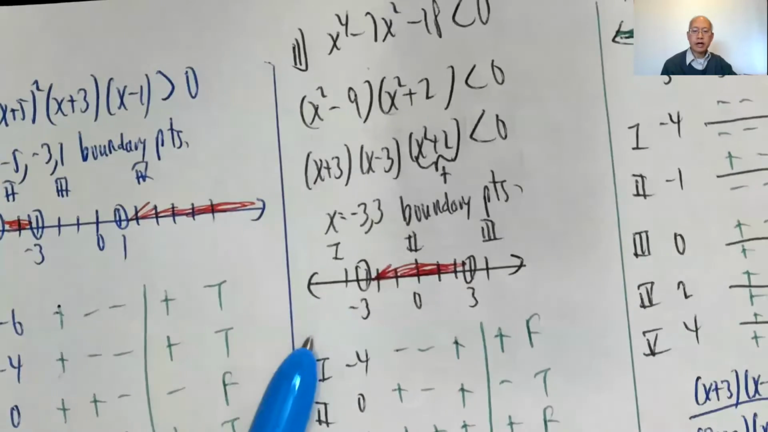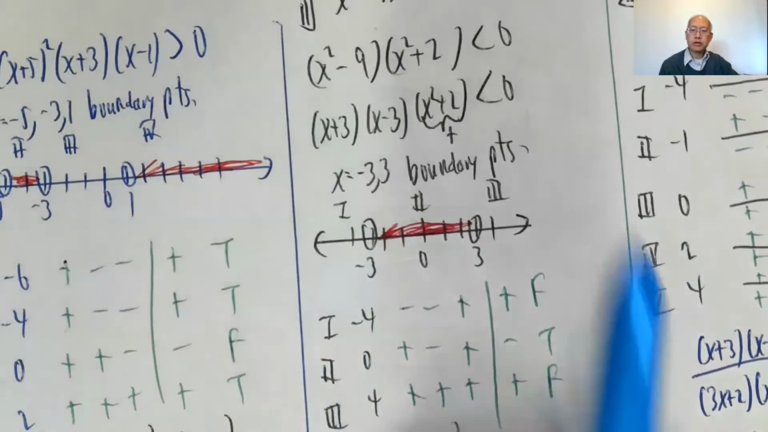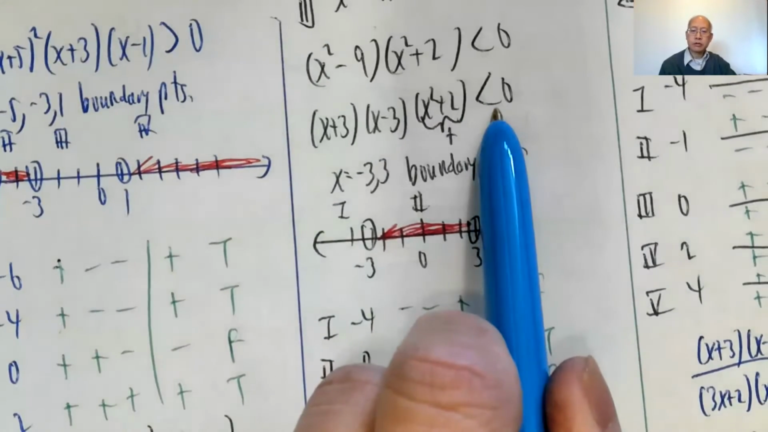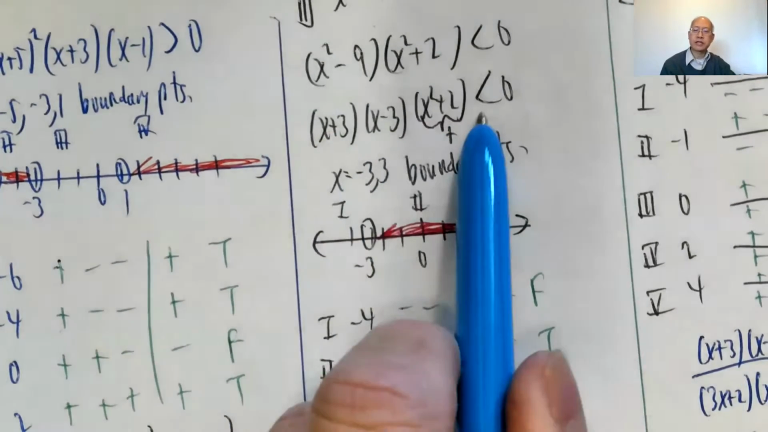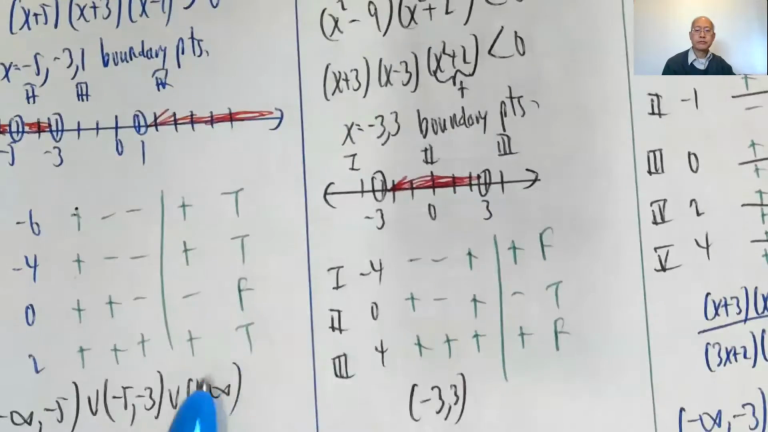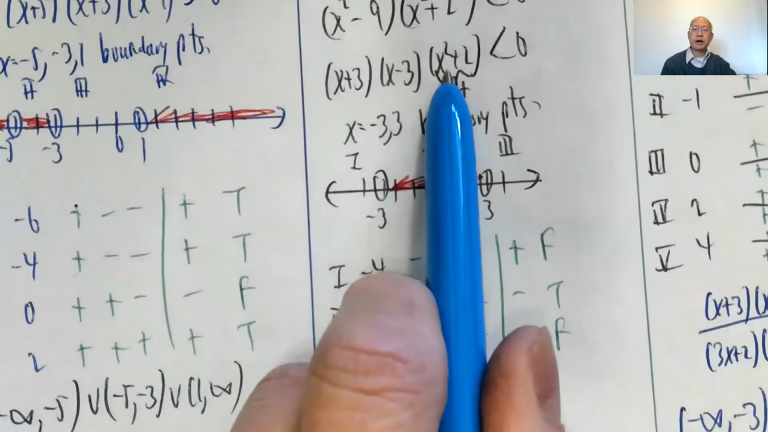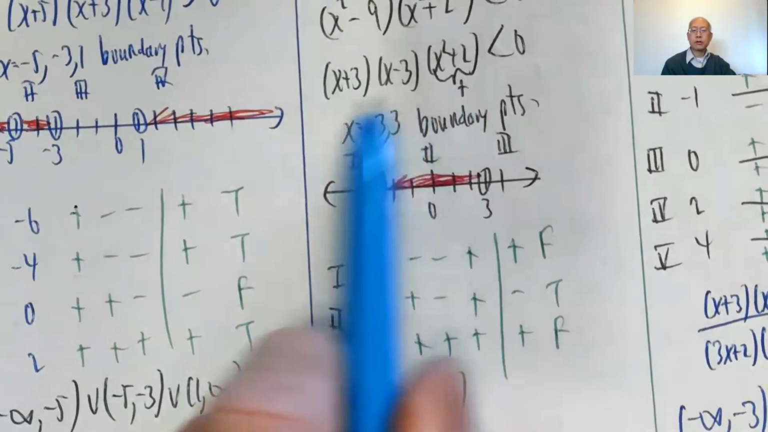So region 1, -4. Region 2, 0. Region 3, 4. They're both open circles. We have a strict less than 0. So if I plug in either -3 or +3, it'll say 0 is less than 0, which is false. If you had the line underneath here, they'd be closed. This expression is always positive, x squared plus 2. So that's reflected over here. So I just have to worry about these two.